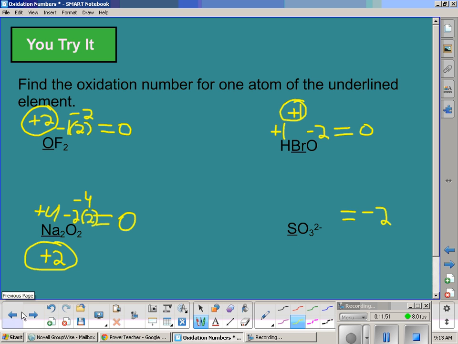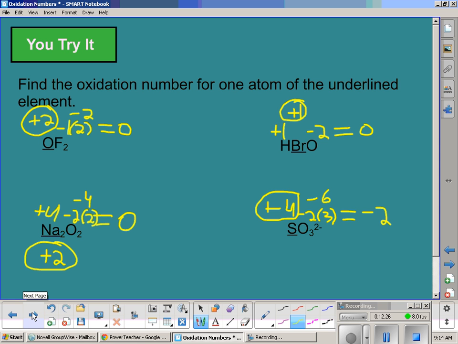Okay, oxygen is -2. Each oxygen's -2. So I'm going to put -2 right here. We have 3 of them, so times 3, which gives us -6, right? Now, we have to combine this -6, put -6 up here, with something that will make our answer be -2. Well, the only thing that works there is a +4. So that's our answer, +4 for the sulfur oxidation number.